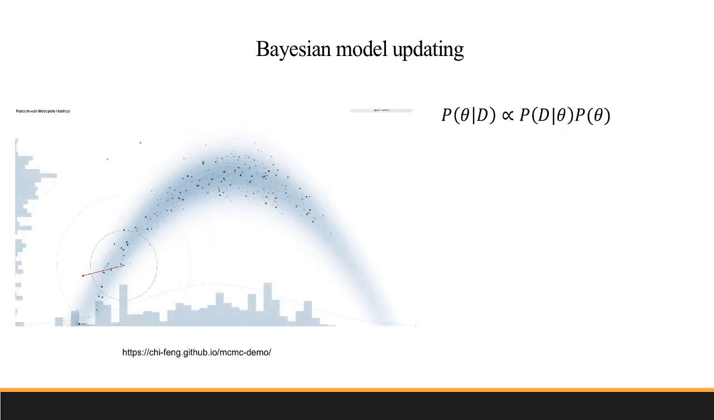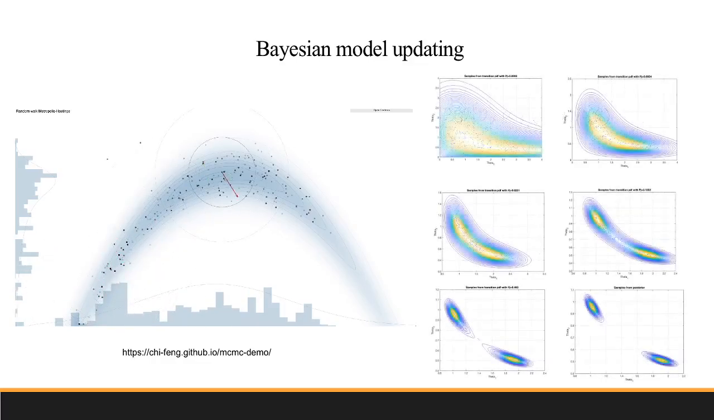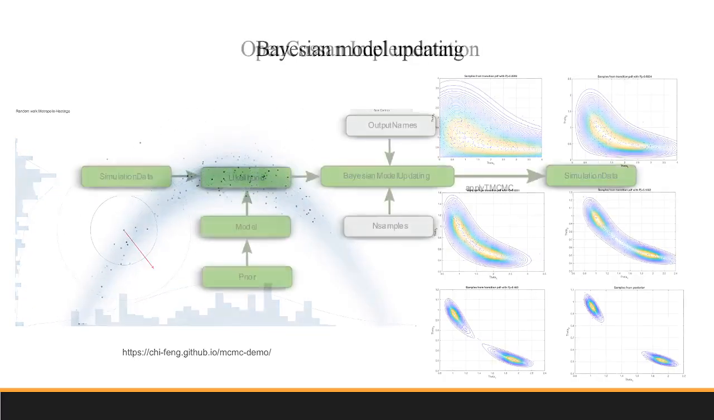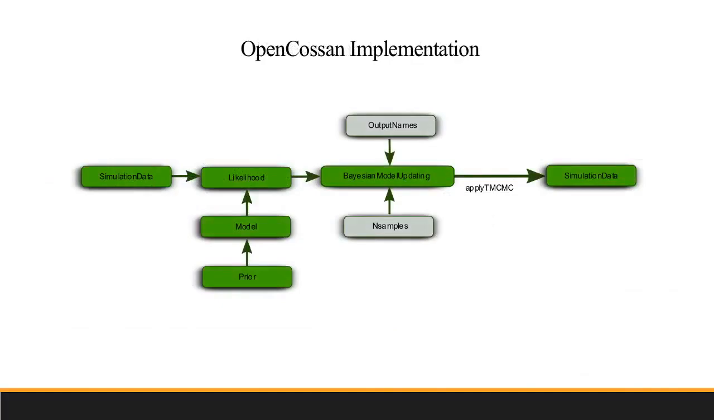This is just a small illustration of how the algorithm works. Typically we don't do this in one go. We do something called a transitional Markov chain Monte Carlo, where the Markov chain Monte Carlo steps are done a couple of times. This allows us to sample from really high dimensional probability distributions and multimodal ones like the one that's shown. So this is how the workflow is set up in OpenCossan.